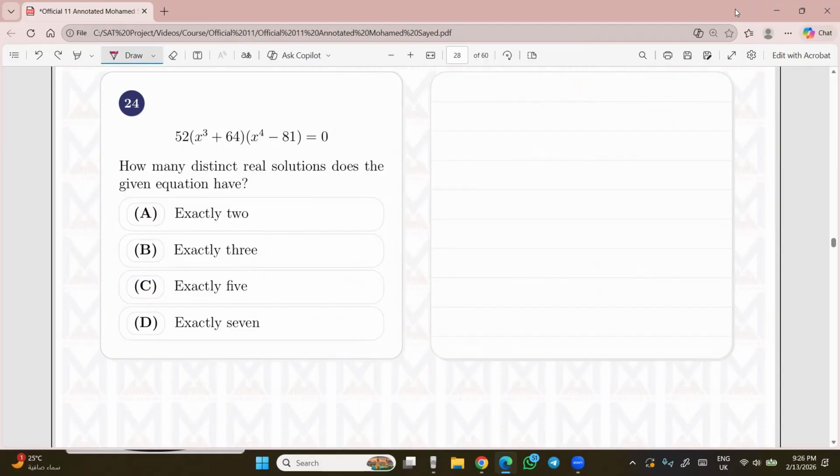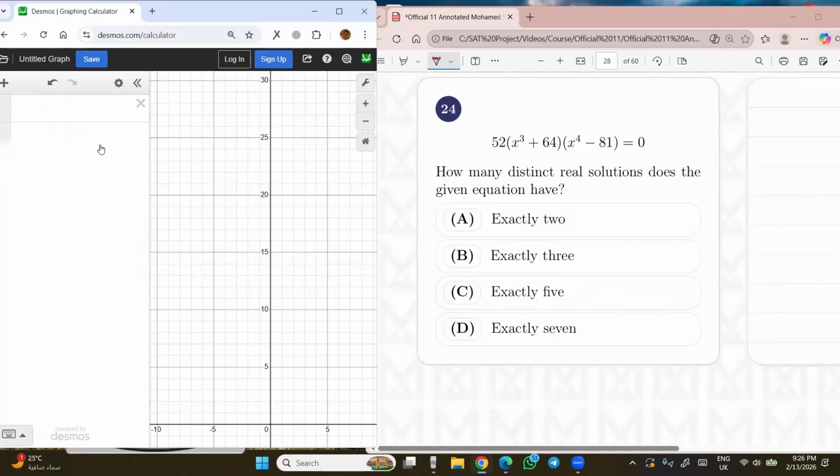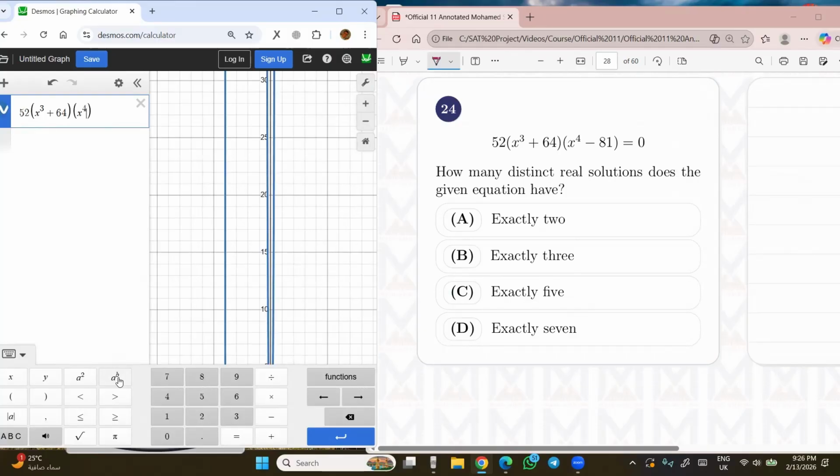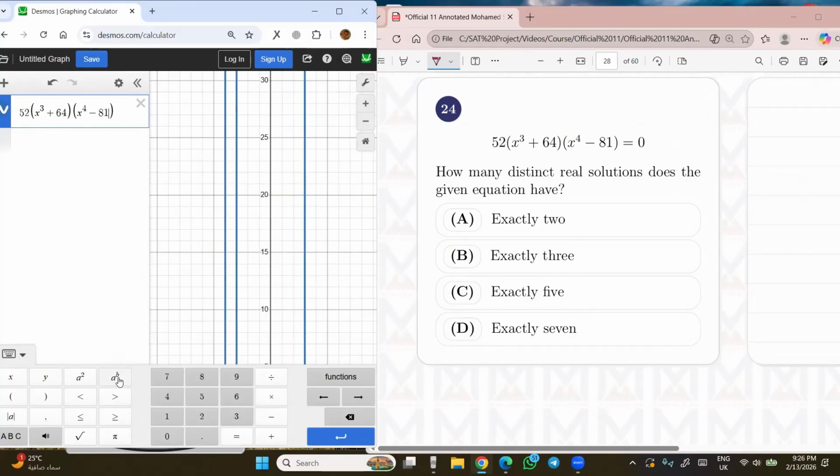So now we just write this in Desmos. Even if the graph is very big, you can just write it here. And we need to write it without the zero, because the zero gives you another equation. I mean, we do not need to get the values of x. We need to get the graph, because the graph will be helpful. Put the two parentheses like this, go inside each one and write x to the power 3 for the first one, and then plus 64. Go to the second one, write x to the fourth power, and then minus 81. And here is your graph.